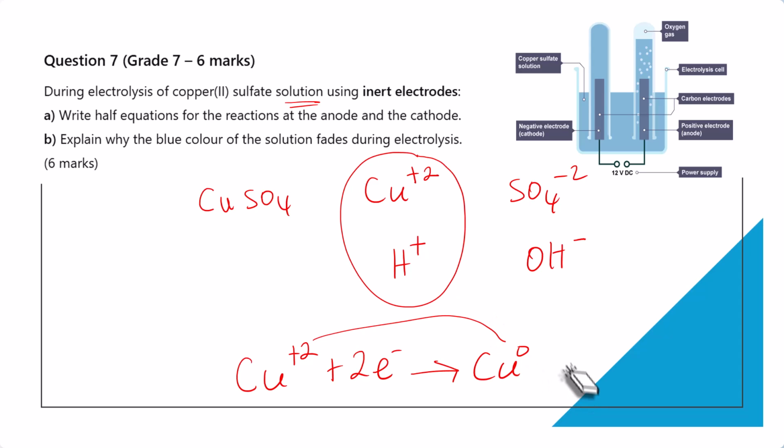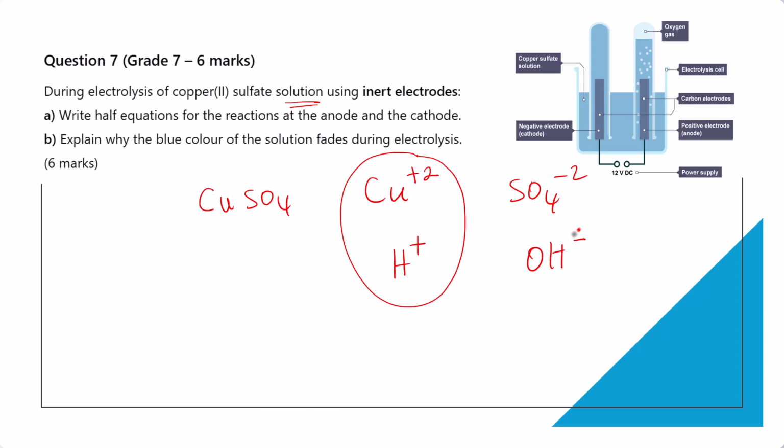Okay? Now, at the positive terminal, what is happening? Water is going to be formed. The hydroxide ion, this OH minus, has got electrons, it's going to lose them. When you lose this electron, it's going to form something. It's going to form oxygen, and it's also going to form water as well. So these two are going to be formed. That's the first thing.